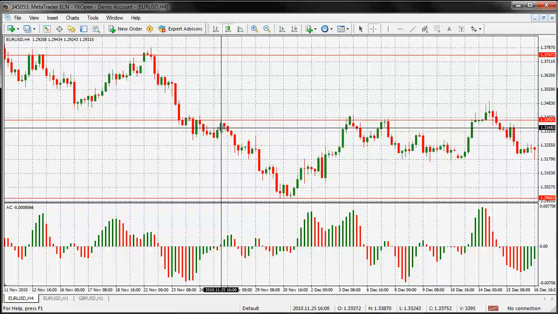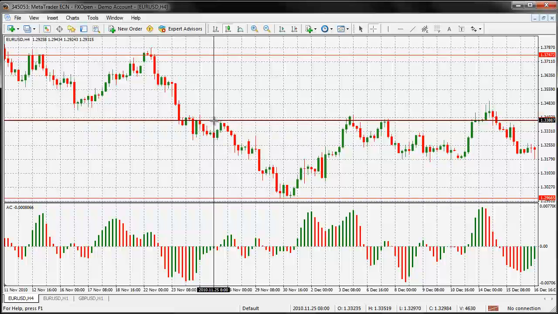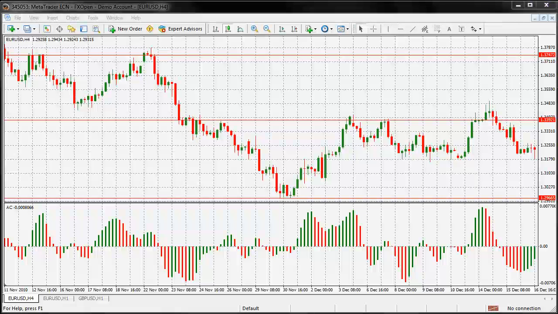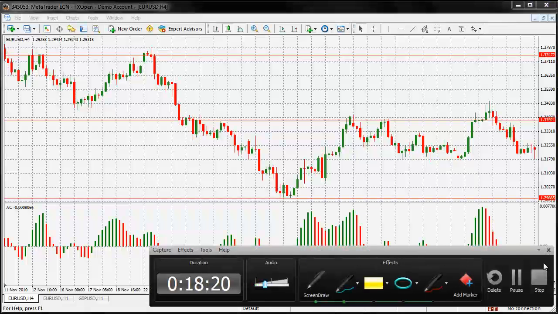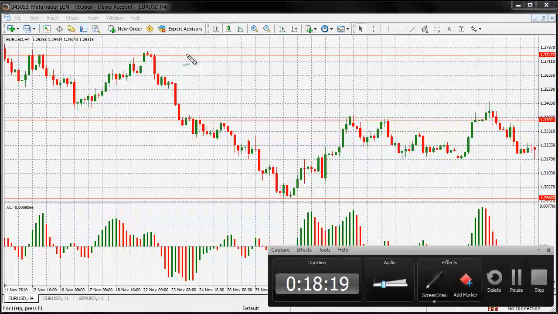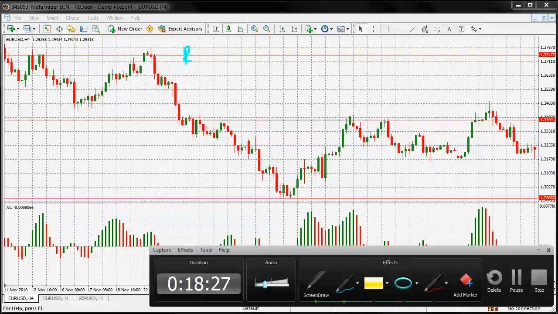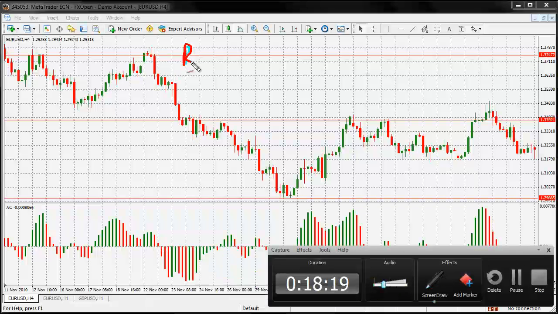Now we need to look for the second part of the signal, and that is: is the signal right in the path of a resistance area? Now you may recall me saying that this section here was the resistance. Oops, let's get a different color pen out. You may have heard me saying that this line that I drew before was the resistance and this one was the support. Well, when the currency prices start to move under the support, this then turns into a resistance.